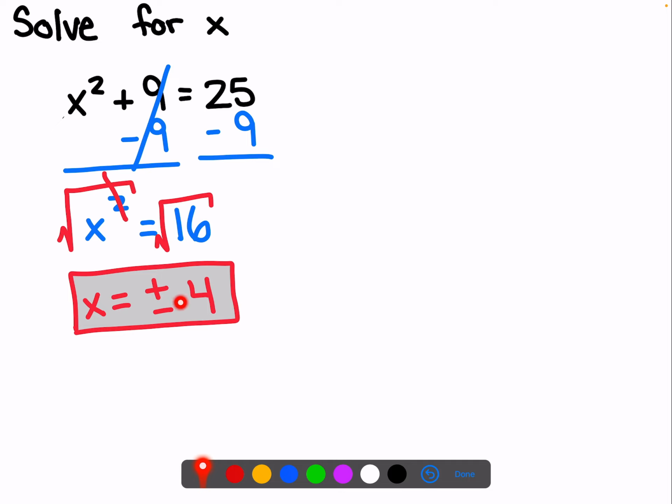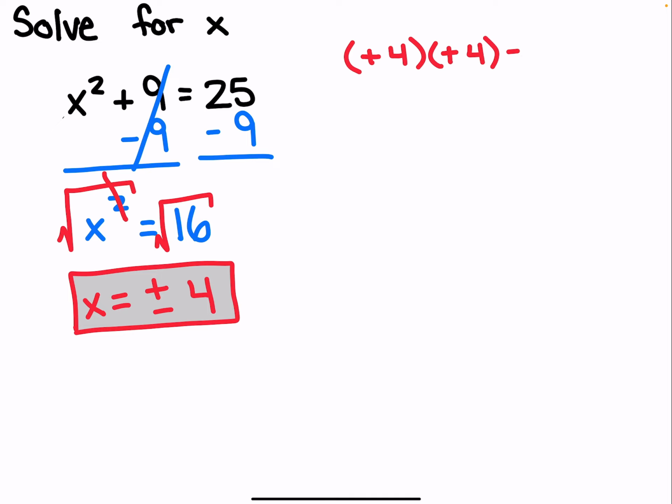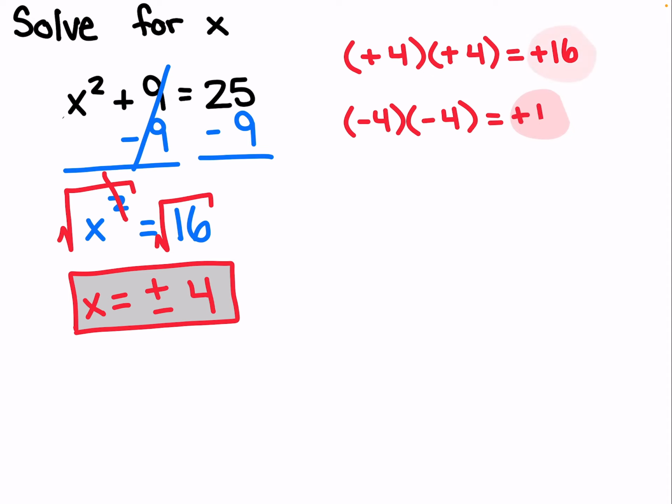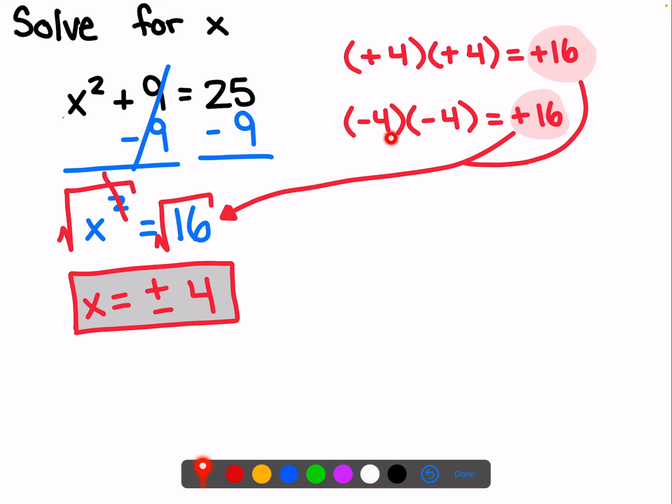The reason that's plus or minus is because positive 4 times positive 4 equals positive 16, and negative 4 times negative 4 also equals positive 16.